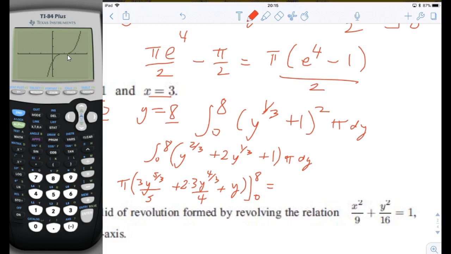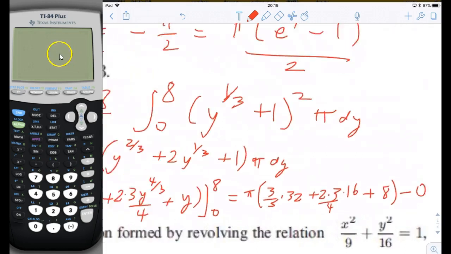the result. So that would be pi times, and 8 cubed root, remember, is 2. So 8 to the 5/3 is going to be 2 to the 5th, which is 32. So 3/5 times 32 plus 2 times 3/4 times y to the 4/3 would be 8 to the 4/3. 8 to the 3rd is 2. 2 to the 4th is 16. Plus, and then I would put in 8 for y, and then we get that. And then when I subtracted, if I put 0 in for any of those terms, I just get 0. So I subtract 0, okay?